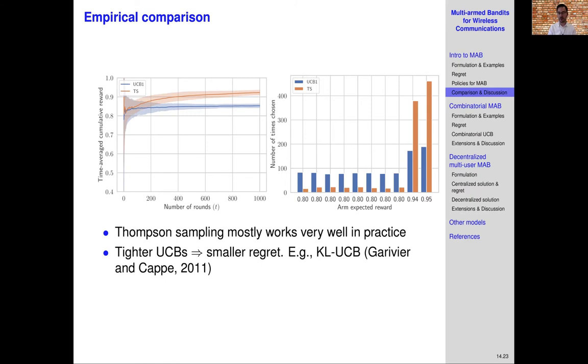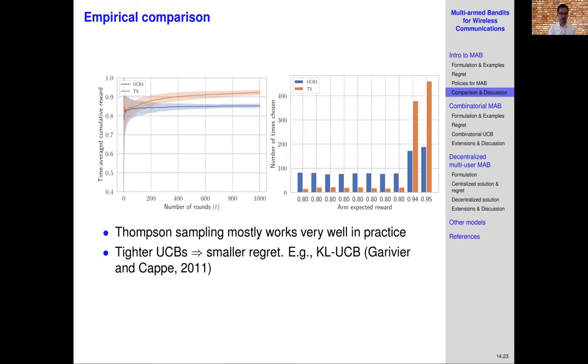From the right figure, we also observe that the arm with the expected reward 0.94 is also selected a lot by both algorithms. This is happening since the gap of that arm is small. Both Thompson sampling and UCB need to play that arm a lot of times to distinguish it from the optimal arm.